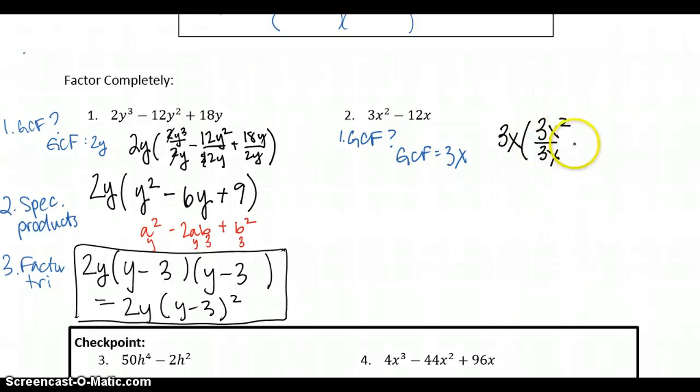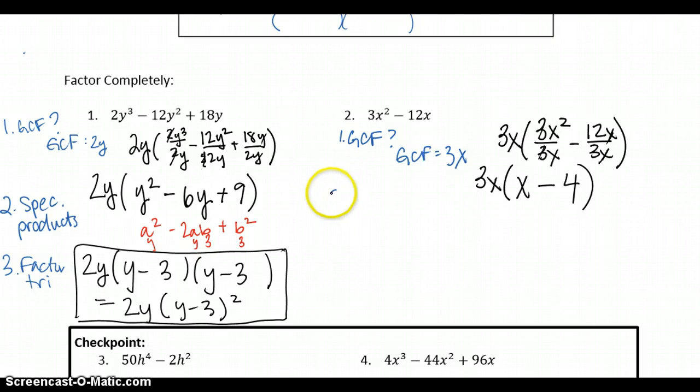So I have 3x squared over 3x minus 12x over 3x. And I want to simplify what's in the parentheses. So 3x on the outside times, the 3 over 3 cancels, and x squared over x is just x, minus 12 over 3, which is 4, and x over x just cancels out. So I'm done with step 1.